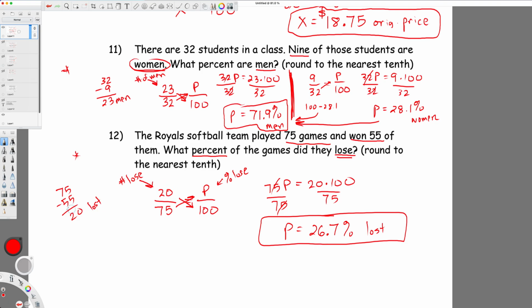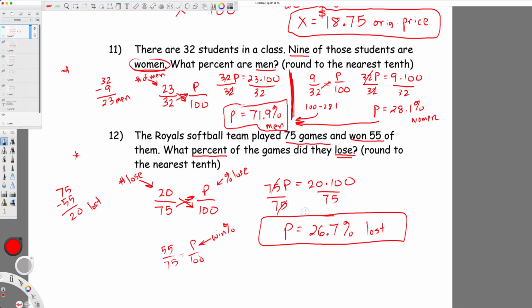If you didn't do that subtraction here, if you put 55 here, it wouldn't be the end of the world, as long as you understood the percent that you would get there is the winning percent because they won 55. So if you put 55 over 75, then this percent over 100, this is going to be the winning percent. If you know what percent they won, then you can calculate what percent they lost. So you can still get there, but you've got to remember to do that. Either you subtract ahead of time or you can subtract after the fact. Either way should work out just fine.